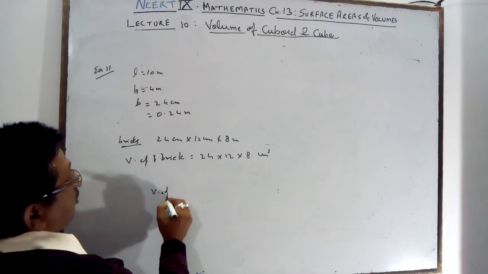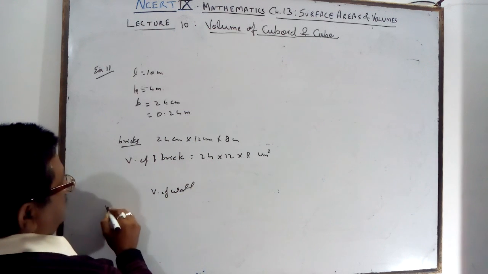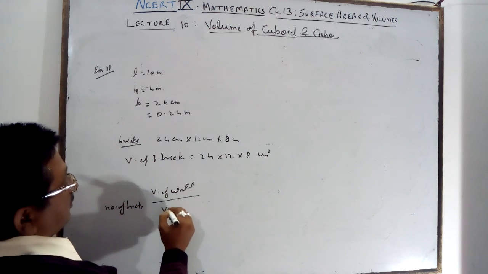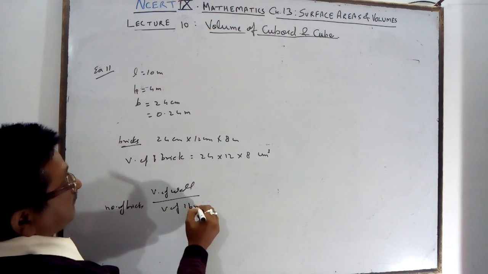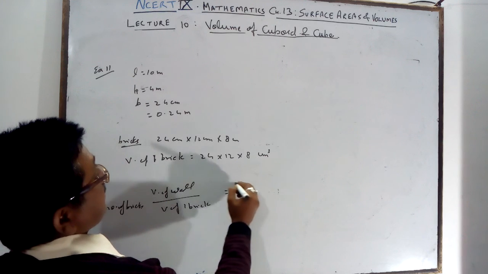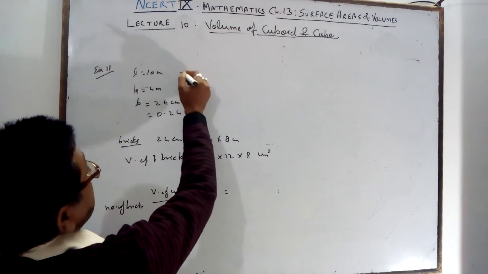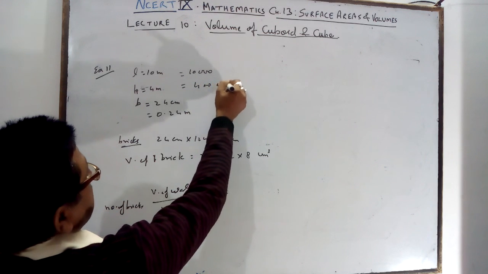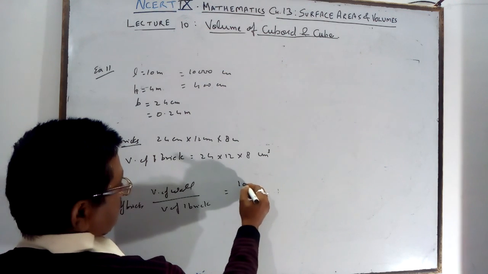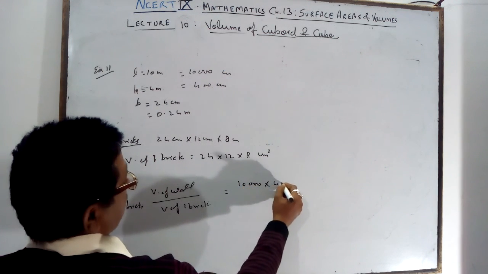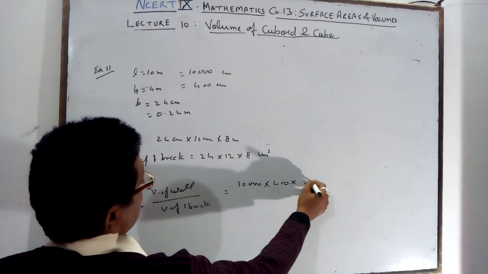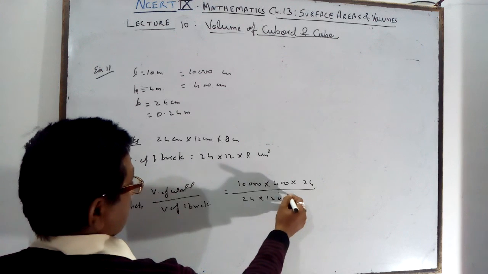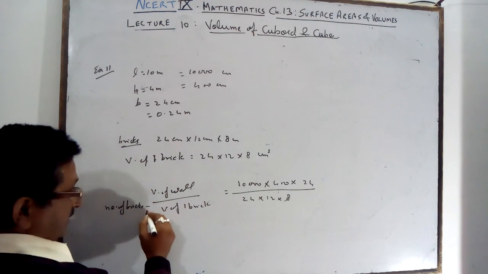So the number of bricks is the volume of wall upon the volume of one brick. That will be in centimeter, so no need to change here. You can write 10,000, here 400, all in centimeter. So 10,000 multiplied by 400 multiplied by 24 divided by 24 into 12 into 8. That way you will get the number of bricks.